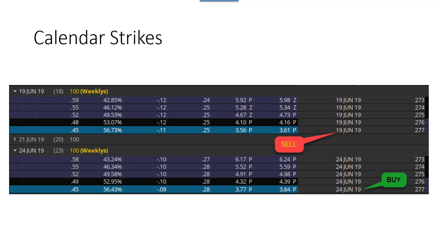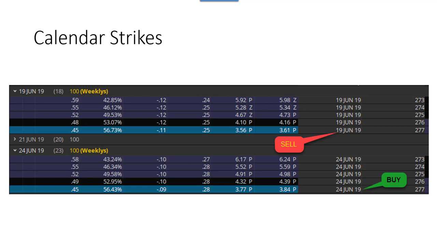So, calendar strikes. I've got a picture here showing the June 19 and the June 24 277 strikes. In this example, we would sell the June 19 and we would buy the June 24. We are selling the June 19 call option and buying the June 24. Notice that the strikes are the same, the 277 call strikes.